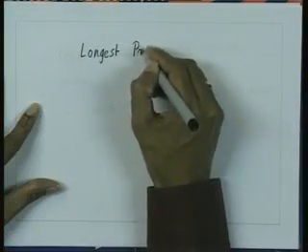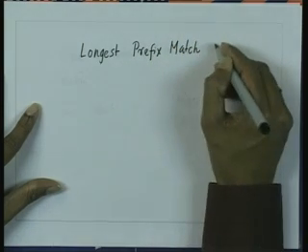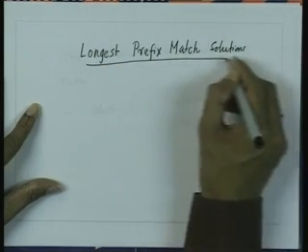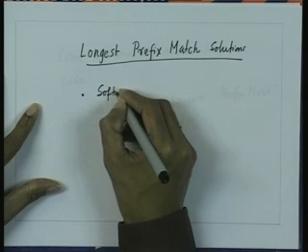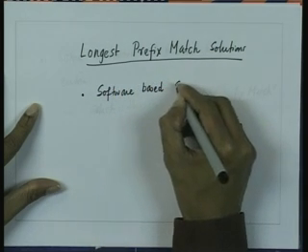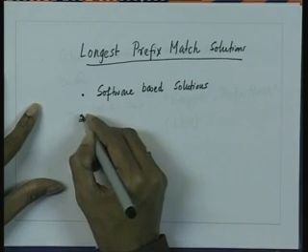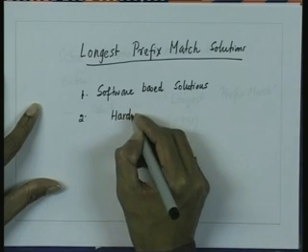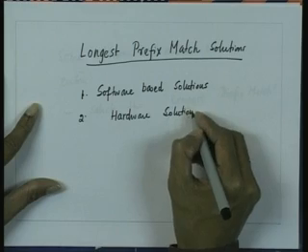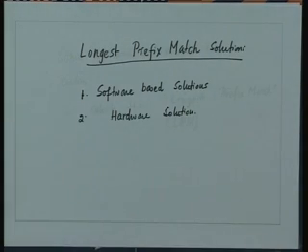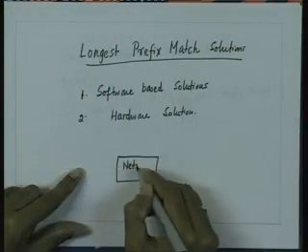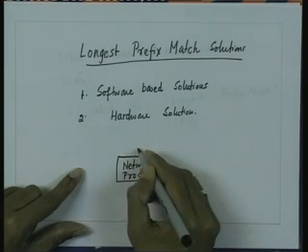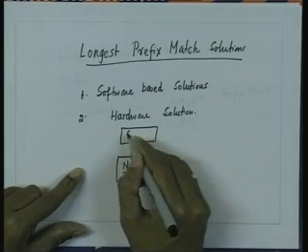The solutions which have been proposed for the longest prefix match are both software-based solutions and hardware solutions. Typically, the software-based solutions will work like this: there is a network processor to which a memory is attached, something like a network processor connected to an SDRAM.